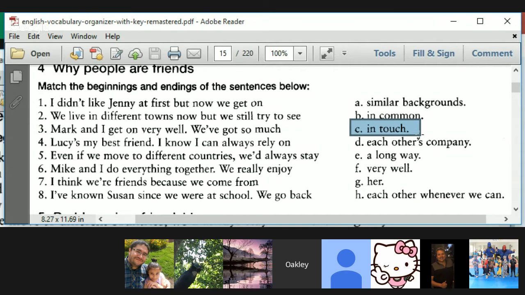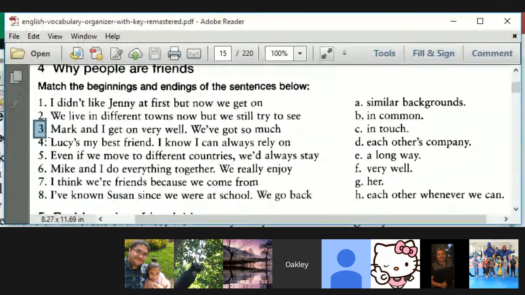Sometimes we exchange the mail or something. To call each other. Right. Exactly. You communicate with each other. So that's a little bit different than we see each other whenever we can. That means you actually physically meet. Right, exactly. Carla, number 3.